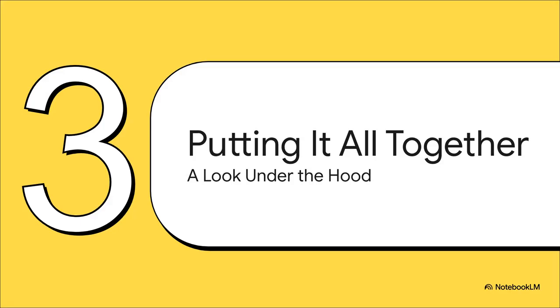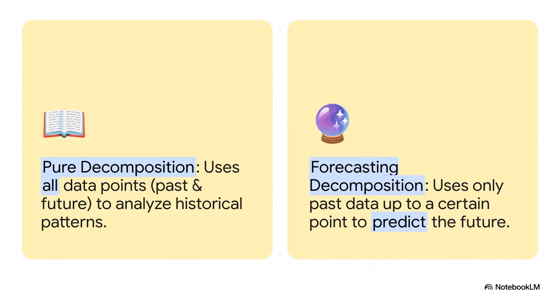All right, so now we get the basic recipe, but let's look under the hood for a sec, because there's a really important detail about how this works in the real world. We need to make a key distinction here. And that's this really crucial difference. When you're just analyzing history, you can use what's called a pure decomposition, where you look at the whole timeline to see what happened. But when you're forecasting, you can't cheat. You can't look into the future, right? So for that, we use a forecasting decomposition, which only uses the data we have right now. It's really the difference between being a historian, looking back, and being a futurist, trying to look forward.